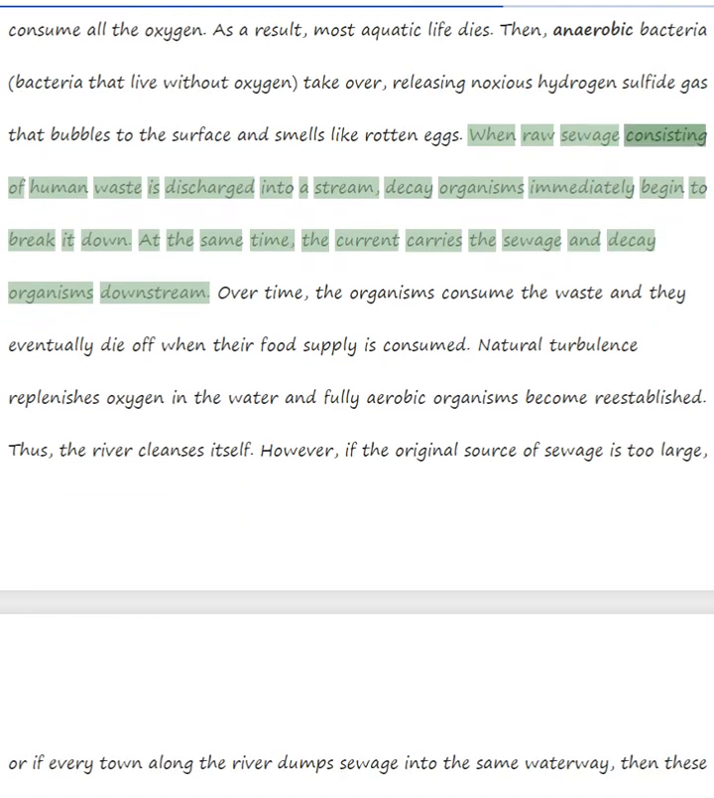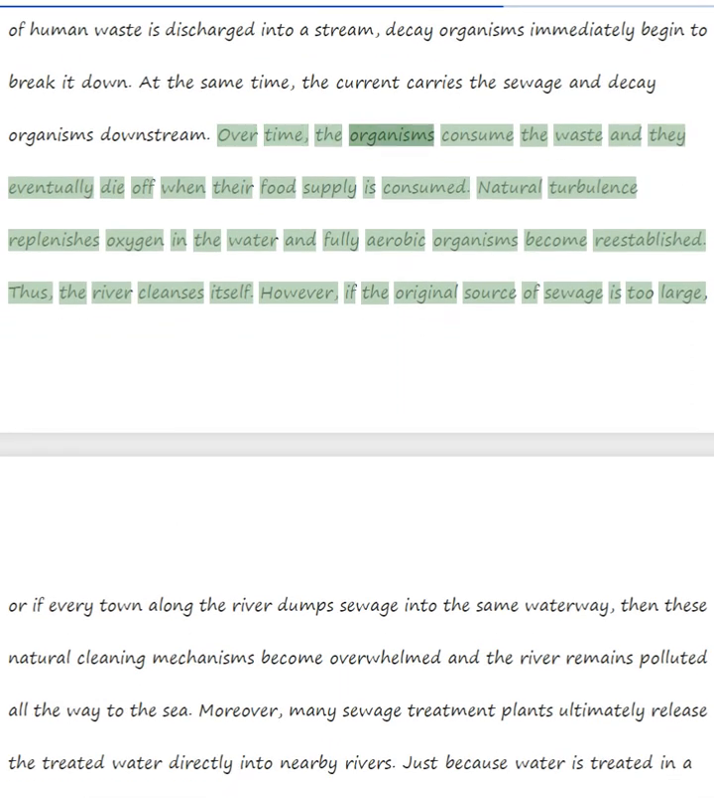When raw sewage consisting of human waste is discharged into a stream, decay organisms immediately begin to break it down. At the same time, the current carries the sewage and decay organisms downstream. Over time, the organisms consume the waste and they eventually die off when their food supply is consumed. Natural turbulence replenishes oxygen in the water and fully aerobic organisms become re-established. Thus, the river cleanses itself.